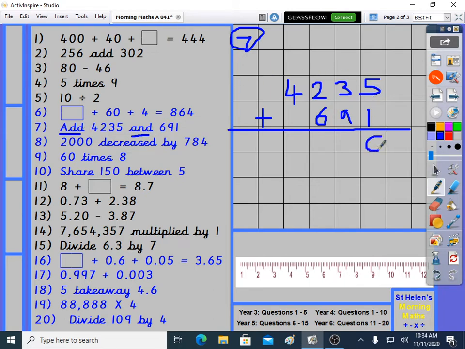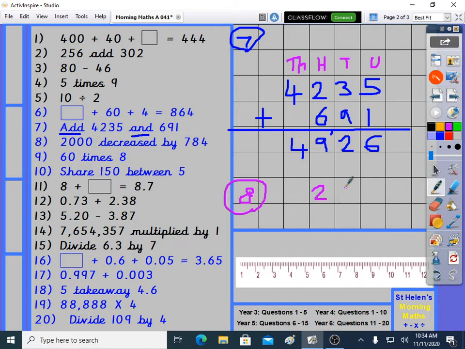5 plus 1 is 6, 3 plus 9 is 12, 2 plus 6 is 8, plus 1 is 9, and a 4,000 at the front. That 4 is worth 4,000, of course, isn't it? I think we're very good on these place values by now. Question 8.